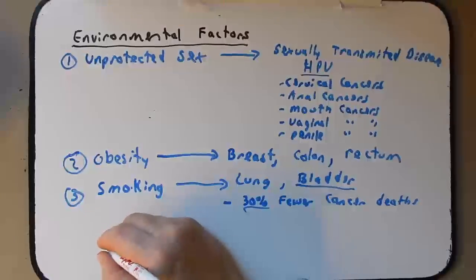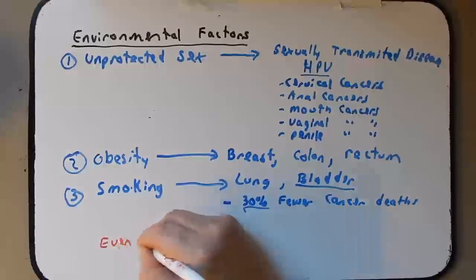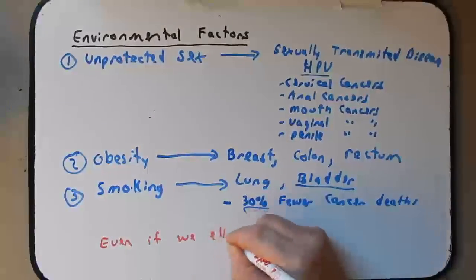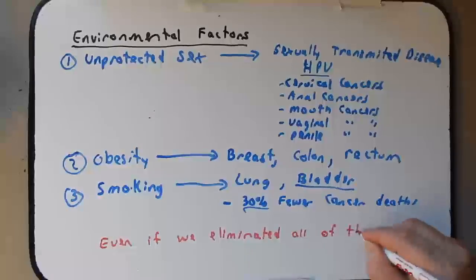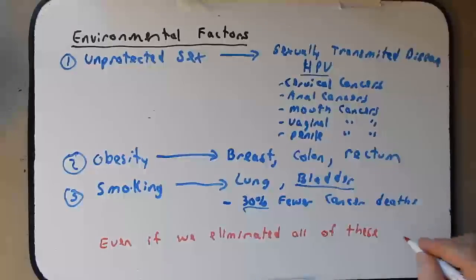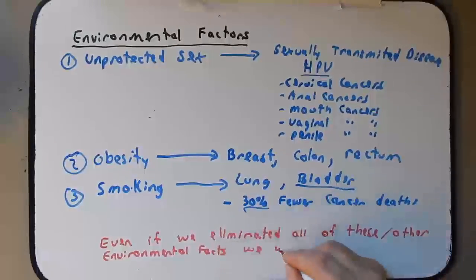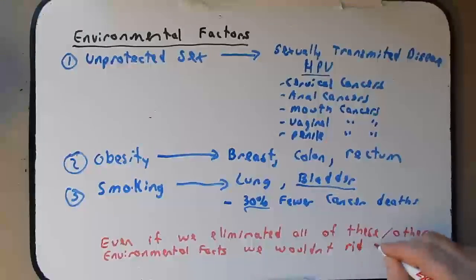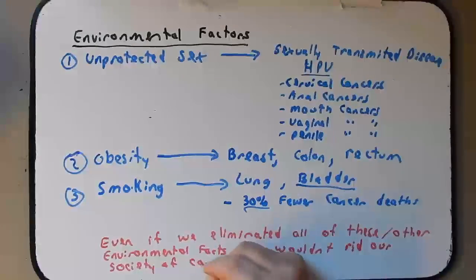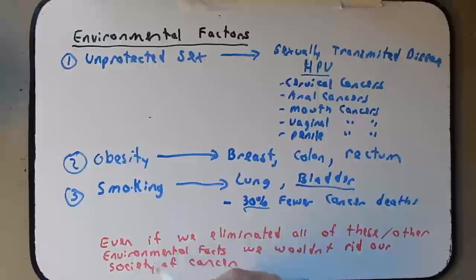Now, the thing that is important for us to keep in mind is that even if we eliminated all of these and other environmental factors, we wouldn't rid our society of cancer. Because at its core, cancer is still a genetic disease. And getting rid of these environmental factors, we cannot prevent random mutations from occurring in our genome.